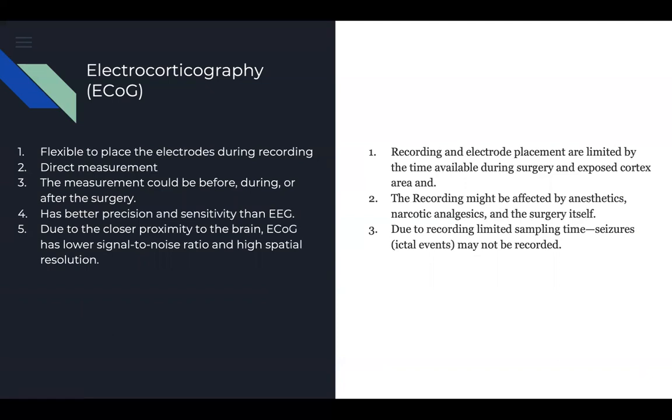First of all, you have to go through a surgery for this device to be implemented in your brain.